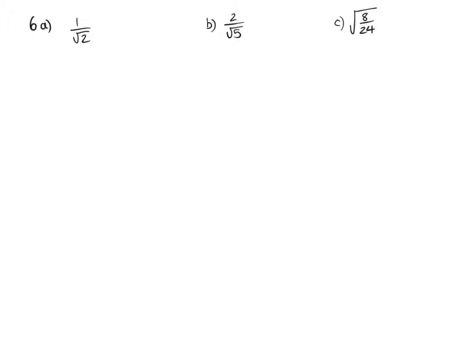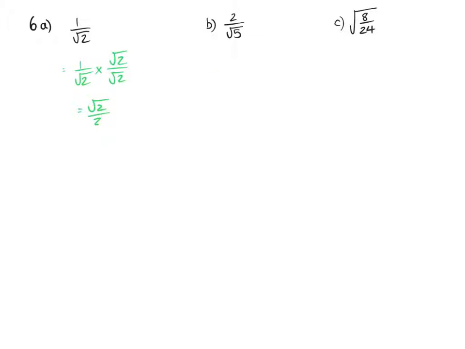Okay, we're almost there. Last question, question 6. This is another one of expressing with a rational denominator, so that means getting rid of the surd on the bottom. So we have 1 over root 2. We've got to times that by root 2. Bottom has to be times by root 2, so does the top. So we get the square root of 2 over 2.